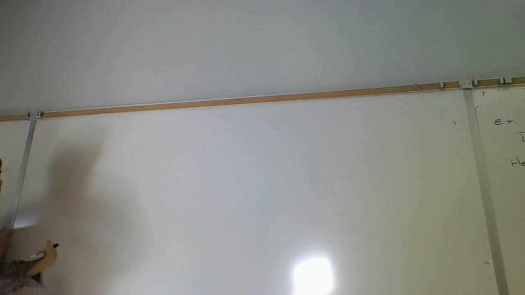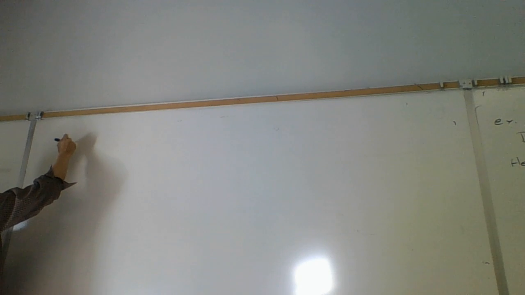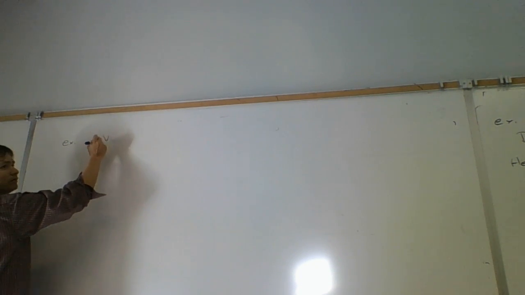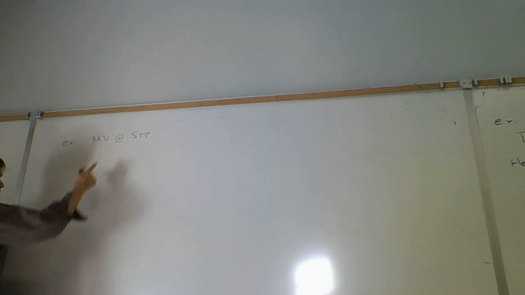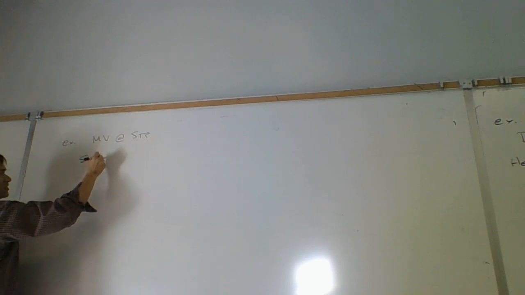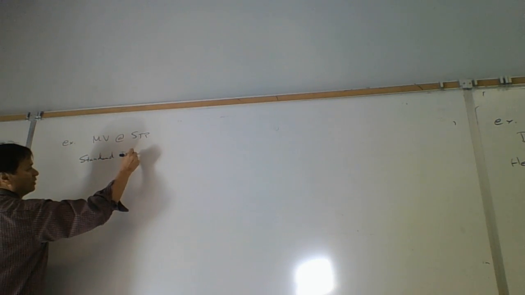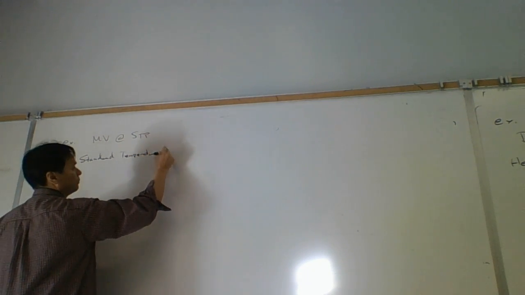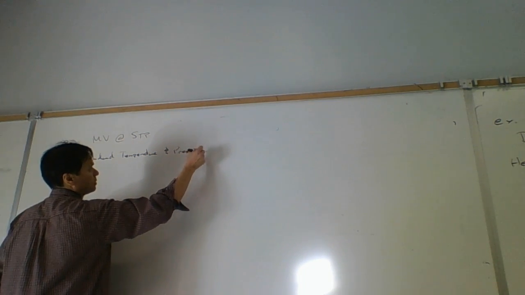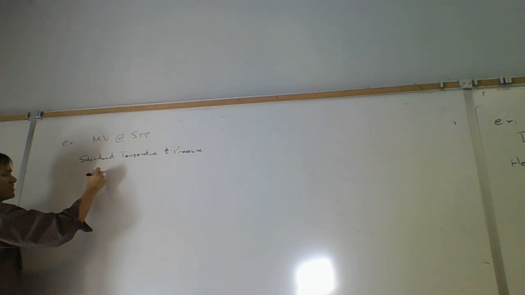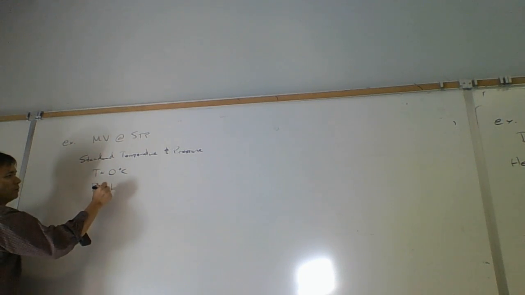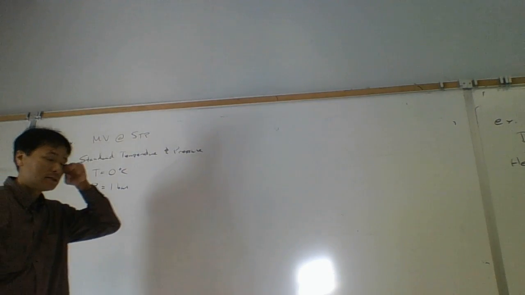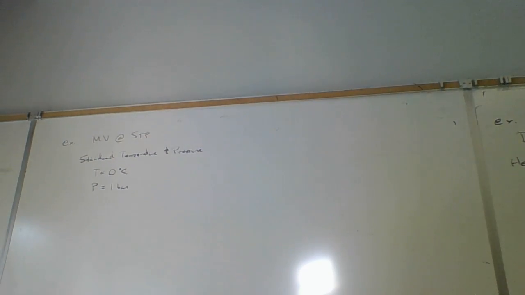Molar volume also changes with temperature and pressure. And so the next example we're going to do is the molar volume at STP. STP stands for standard temperature and pressure. The temperature is going to be 0 degrees C, that's standard temperature, and the pressure is going to be 1 bar. So STP is 0 degrees C or 273 Kelvin and 1 bar pressure, as shown up here.